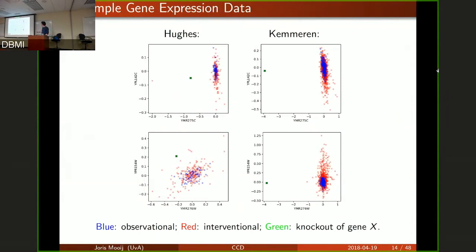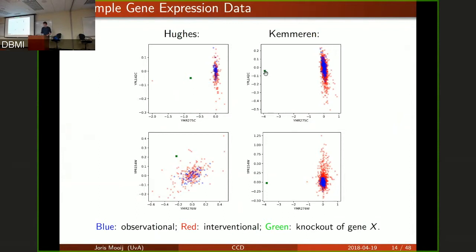So here are a few samples from the data sets. Here are scatter plots of 2 genes. And here you see a Fuchs version and here the Kemmeren version. These two look pretty similar, but they can also look different, like here in this example. Here, the blue dots are the observational data points. The red ones are the interventional ones.